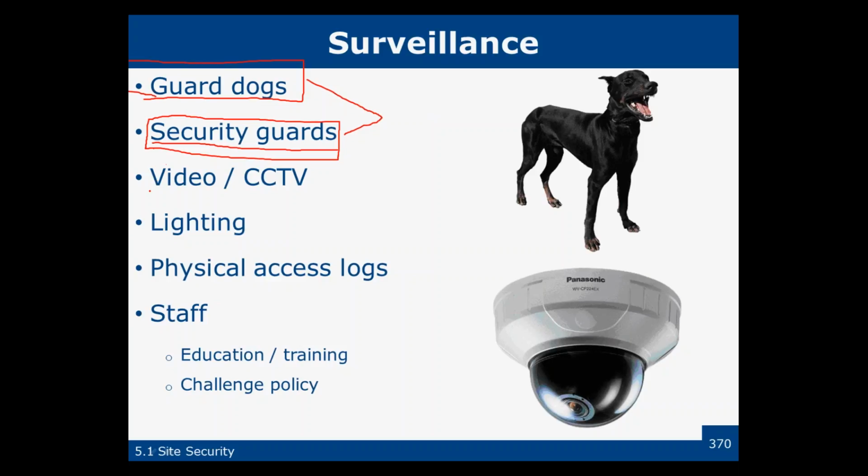We have video and CCTV where we monitor what's going on. Lighting is always a good deterrent to keep people away, and motion sense lighting is also something, but lighting is one of the things that really does help deter people from going into places that they shouldn't be.